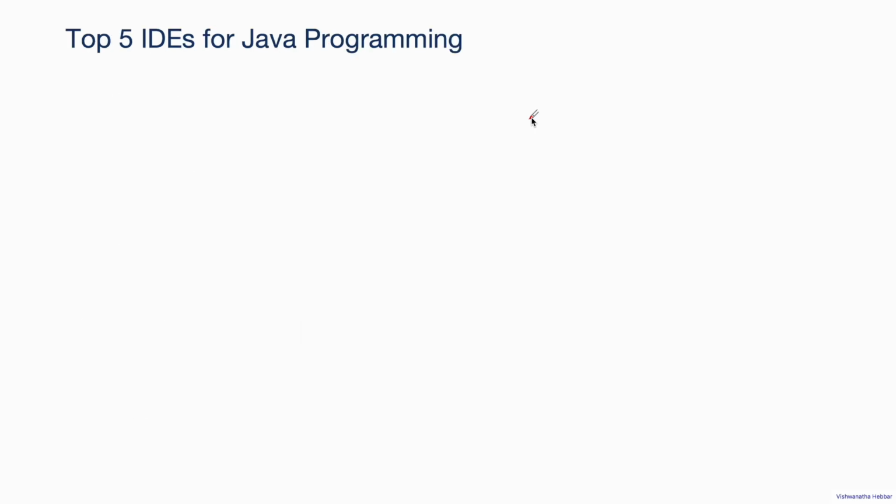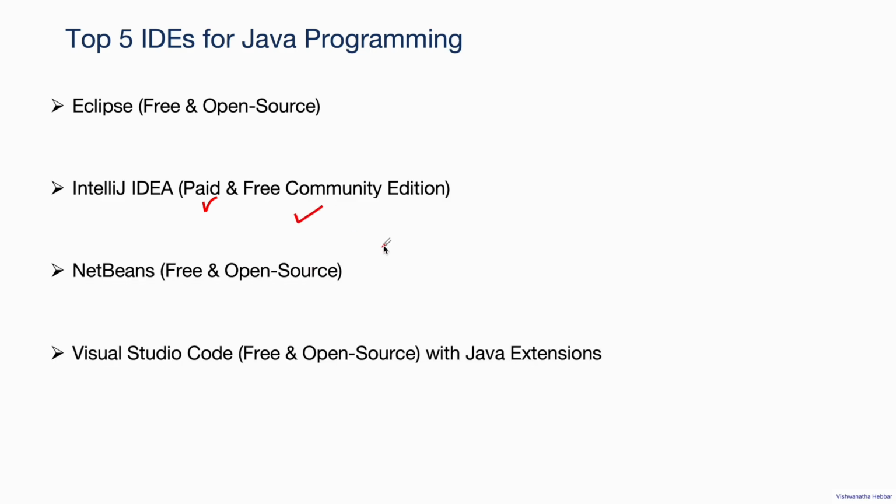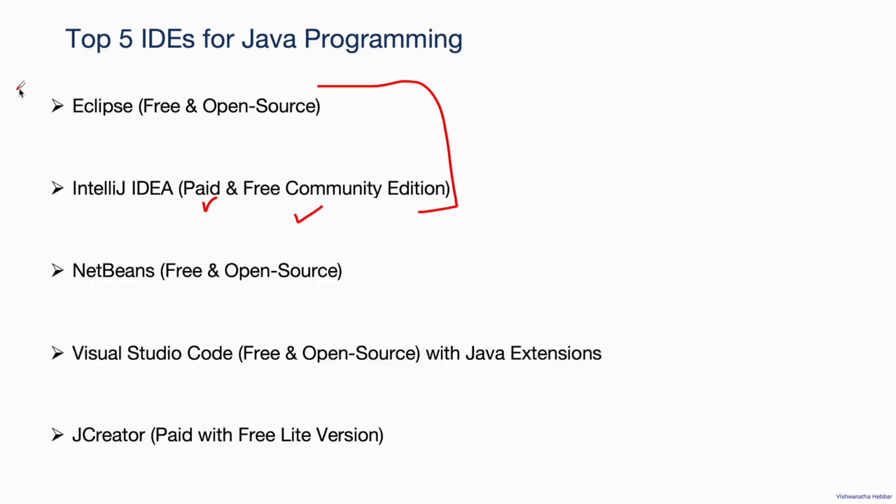The top 5 IDEs for Java programming include Eclipse and IntelliJ IDEA. Here Eclipse is free and open source. IntelliJ has a paid version as well as a free community edition, and there are NetBeans, Visual Studio Code with Java extension, and JCreator. In this course, we will use either Eclipse or IntelliJ. For IntelliJ we will use the free community edition, and Eclipse is anyways free and open source.